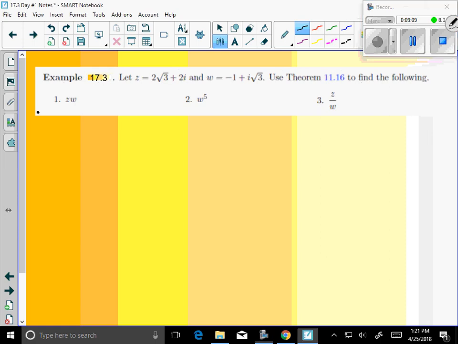Z times W. Who in the world wants to do this? Do you want to FOIL this? No, neither do I. That's why I'd write each of them in cis form first. So let's write Z in cis form. What would it be? Well, I got to draw a triangle.